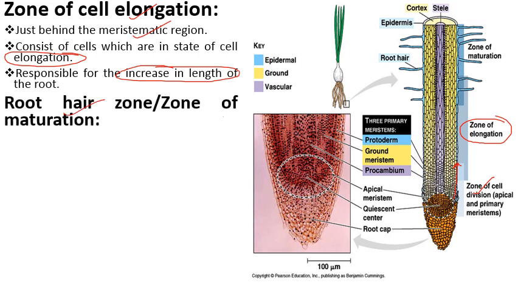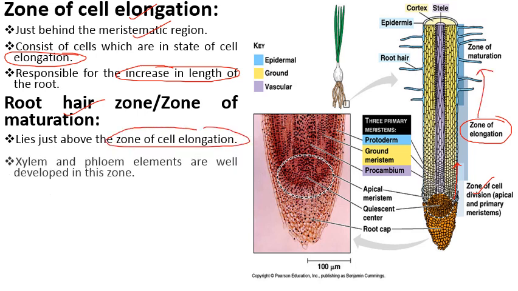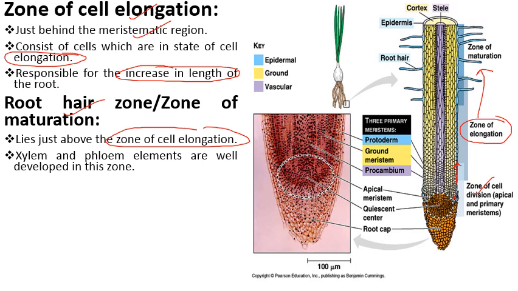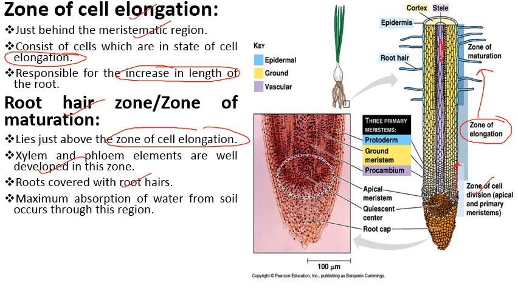Next is the root hair zone, or zone of maturation. It lies just above the zone of cell division and cell elongation, and xylem and phloem elements are well developed in this zone. The root is covered with root hairs, and these root hairs increase the surface area and help in maximum absorption of water. So the maximum water absorption takes place through this zone, that is called the root hair zone.